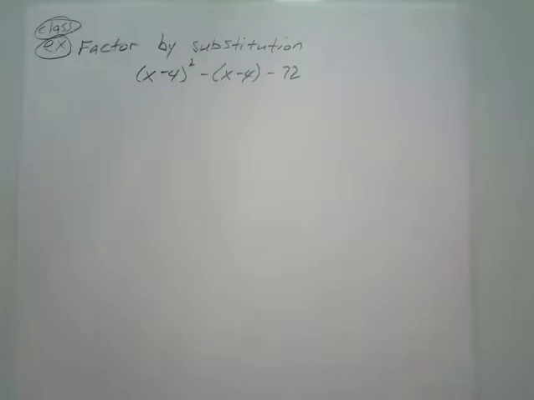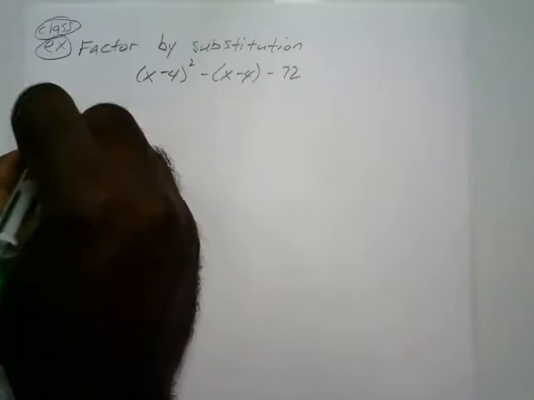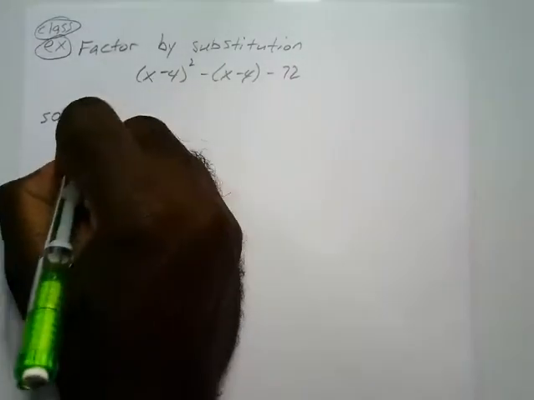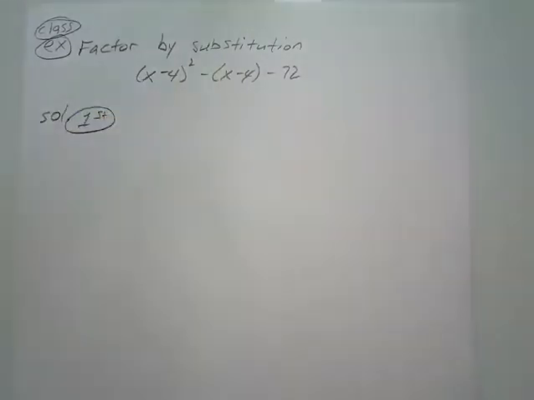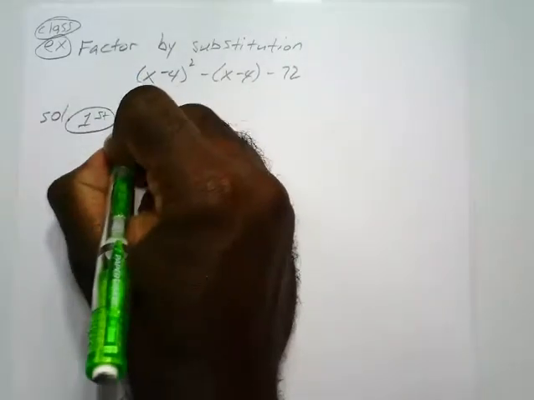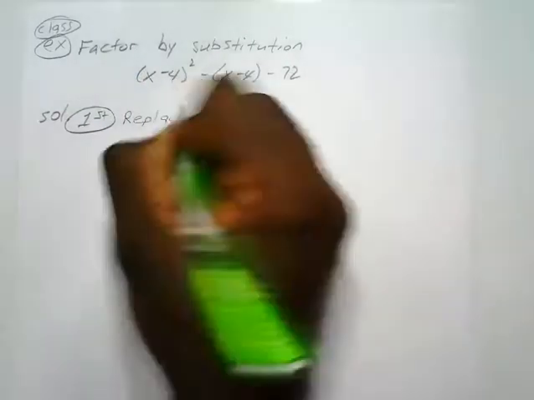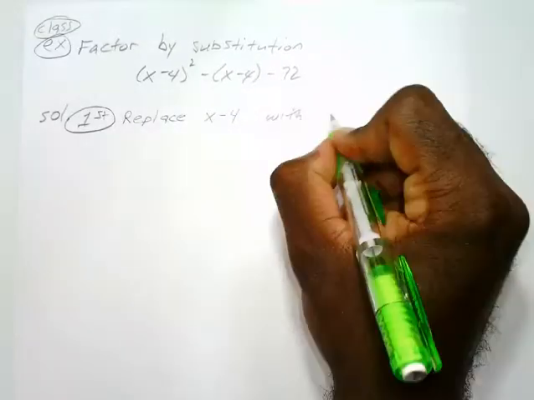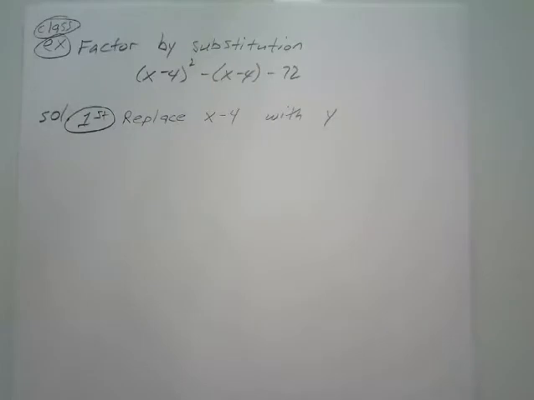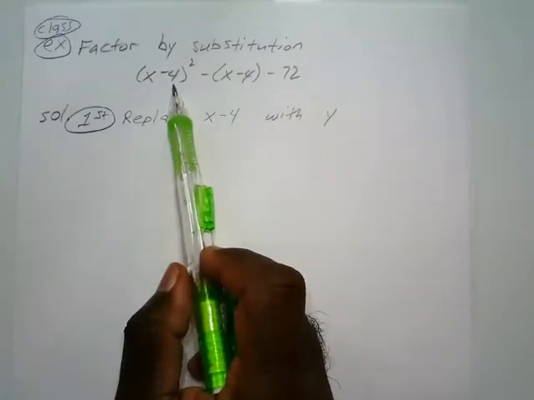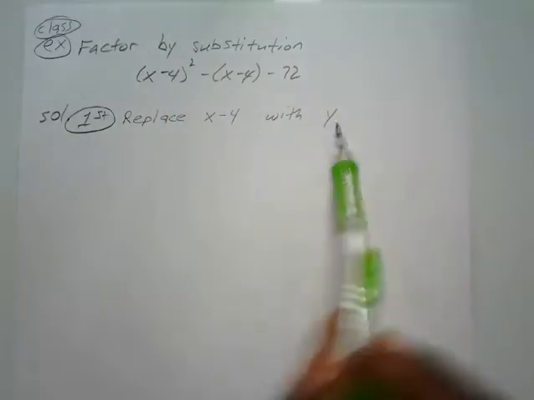Alright, so I'm assuming you've pressed pause, you've worked this one out. So now we're going to go ahead and just verify that your answer is correct, because you all are extremely intelligent. Okay, so your first step, you're just going to replace your binomial. So we're going to replace x minus 4 with y. Okay, so you want to pick a different variable. You don't want to pick x, because replacing x minus 4 with x can get a little confusing. So that's why I picked y.